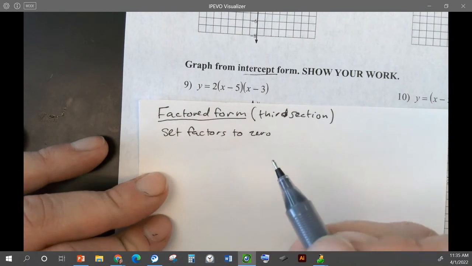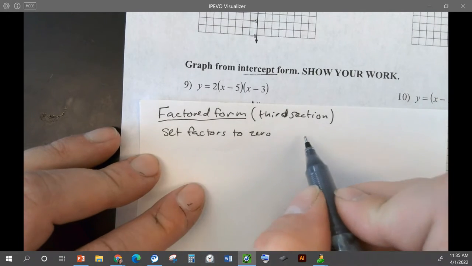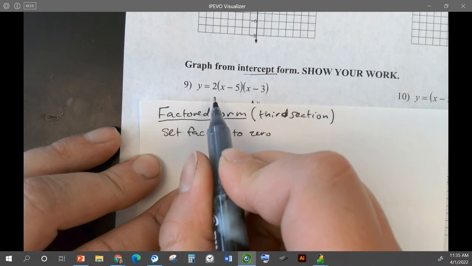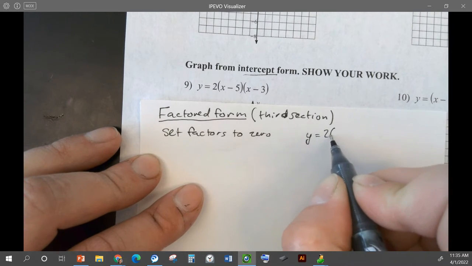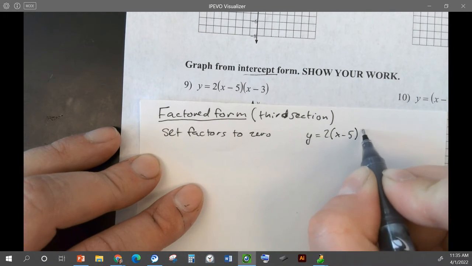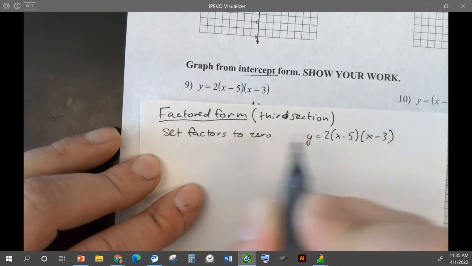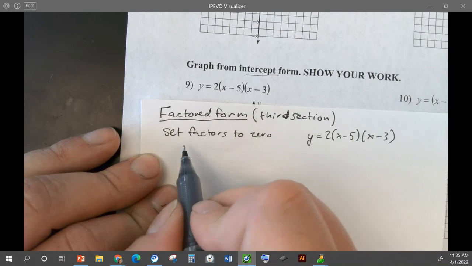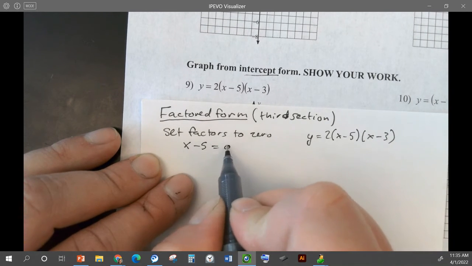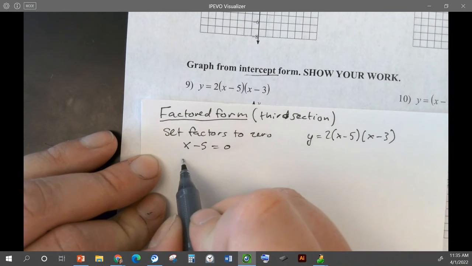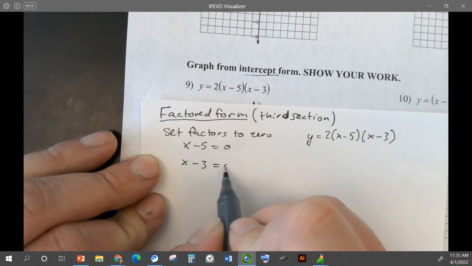So this one, I think the best way to do this would be an example problem. So let's just put this on our note cards. So we have y equals 2 times (x minus 5)(x minus 3). So our first step is to set these equal to 0. So x minus 5 equals 0, and x minus 3 equals 0.